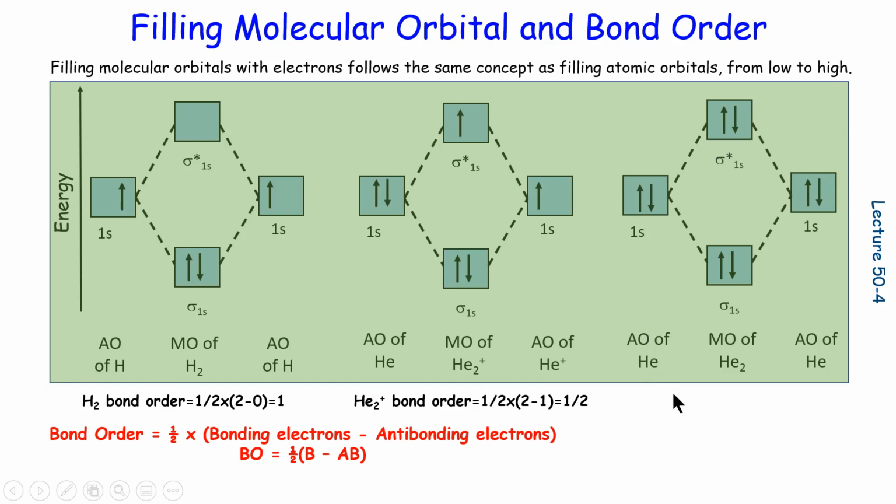Now let's take a look at the bond order using the same equation. So for He2, how many bonding electrons? 2. How many antibonding electrons? 2. 2 minus 2 equals 0. Therefore, the bond order is 0. Bond order 0, what does it mean? It means that the bond does not exist. If that bond does not exist, then the He2 molecule does not exist. That's why you never see He2. It should always be just He.